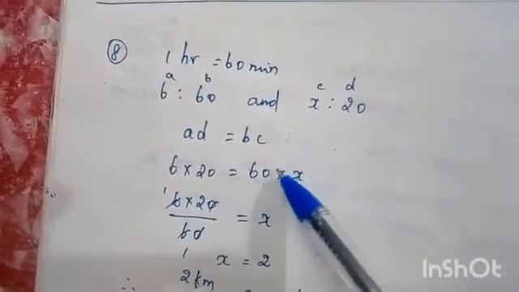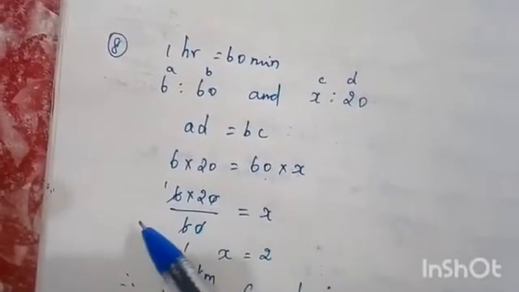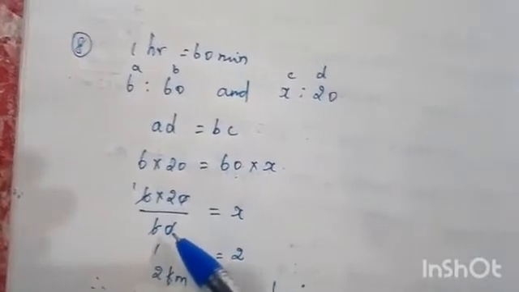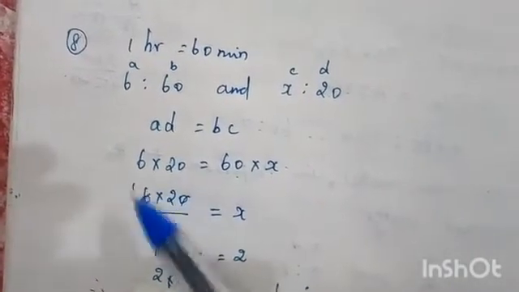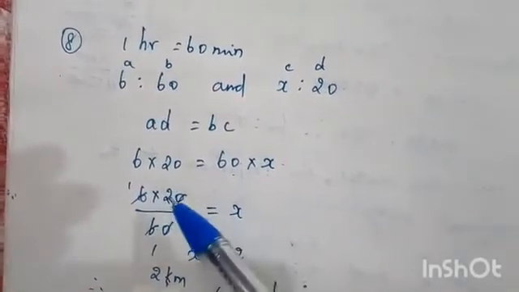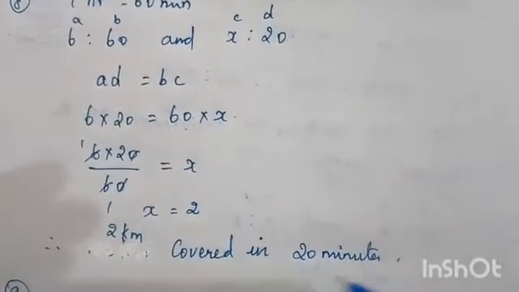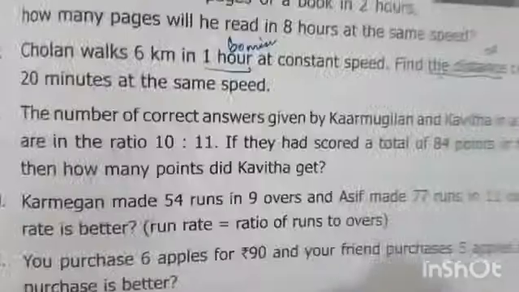So this 60 you have to transpose to the left-hand side, so it becomes a division. Zero, zero cancel. 6 into 20 is 120 divided by 60. After cancelling we have 2. So x is equal to 2. So 2 kilometers covered in 20 minutes.